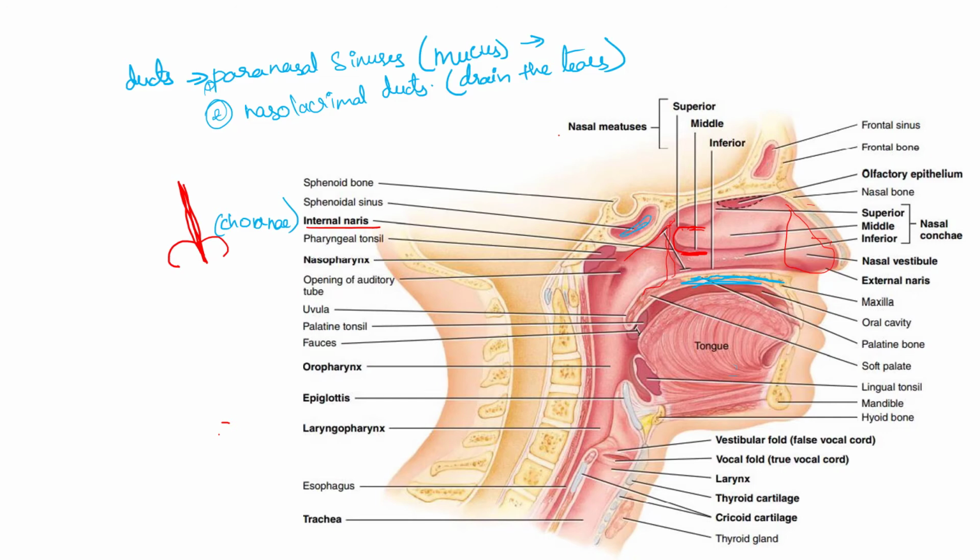So what are the functions of these paranasal sinuses? The main function, as we have seen, is that it will produce the mucus. Why do we need mucus? When I'm inhaling, if the inhaled air is dry, it will make lungs irritation. And not only that, it will be useful in our speaking and singing also.